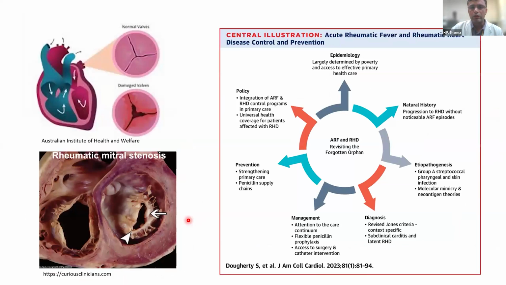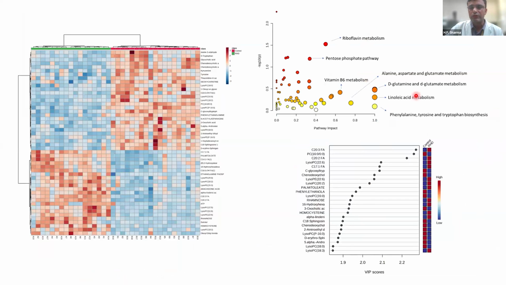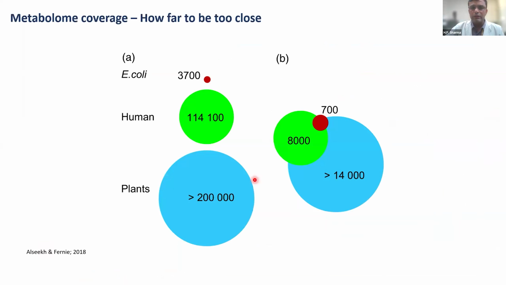Another example is an untargeted type of analysis, in which we recruited rheumatic heart disease patients, and we got results, and the pathways which were dysregulated in this case were also there. And here, a very interesting catch is there. Although the data is quite old, it still has value. In E. coli, human and plants, these are the metabolites which are there. But how many metabolites we are able to identify till now is quite few.